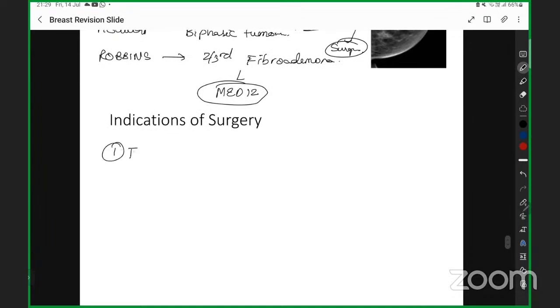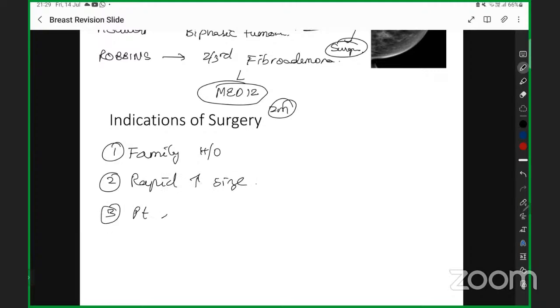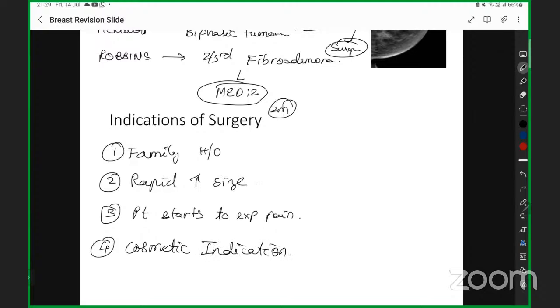Remember, what are the indications of surgery? Number one, when there is a family history. This can be asked as a 2-mark question, so kindly note down: when do you do surgery for fibroadenoma? Number one, when there is a family history. Number two, when there is a rapid increase in size. Third, when the patient starts to experience pain. Number four is going to be cosmetic indications. Then you're going to go for surgery.